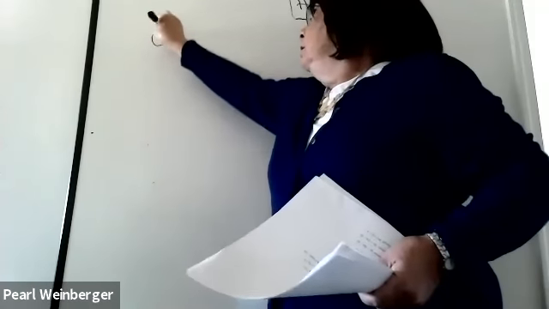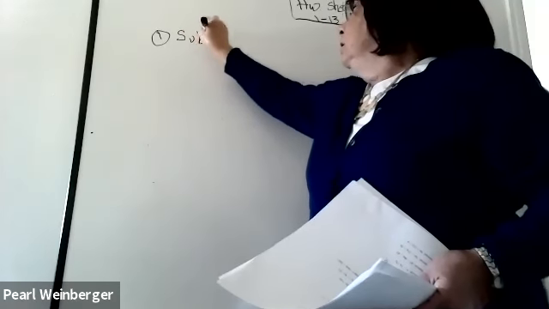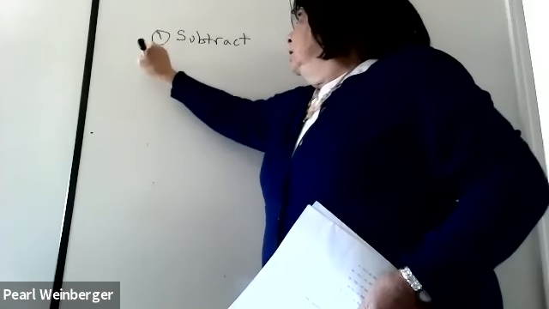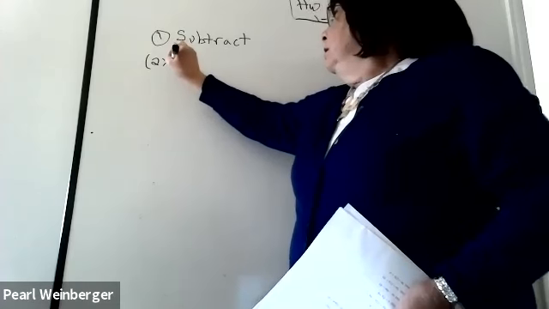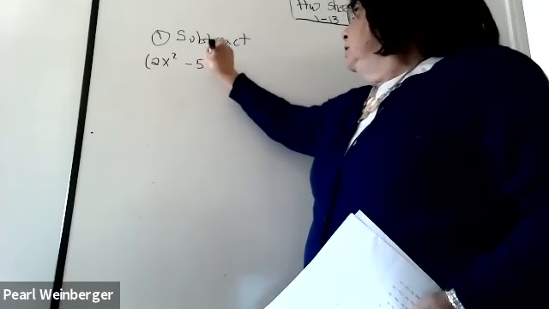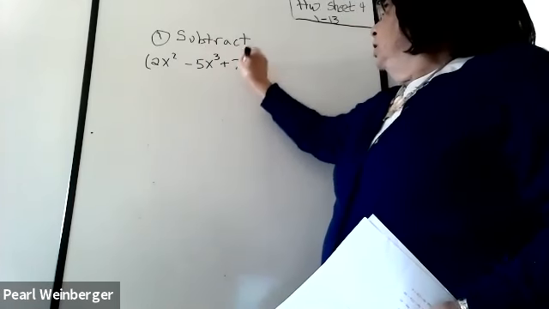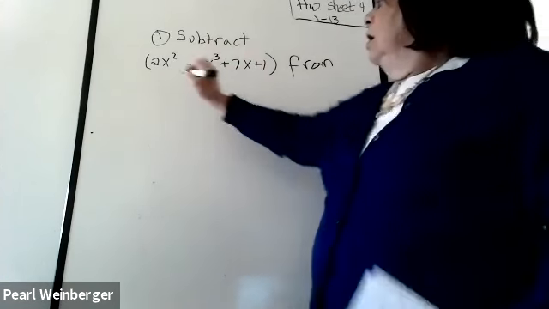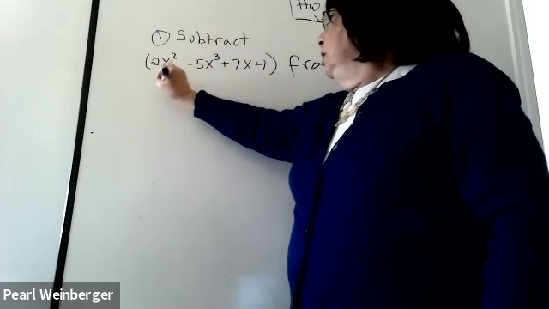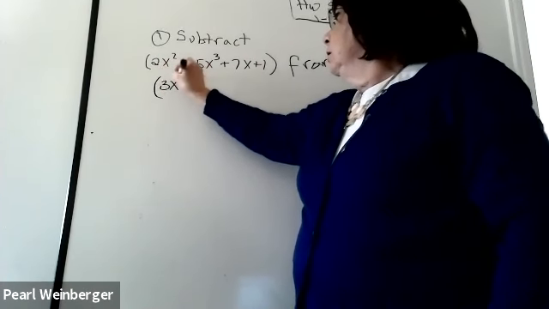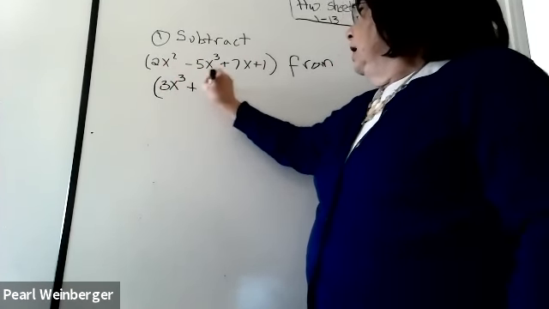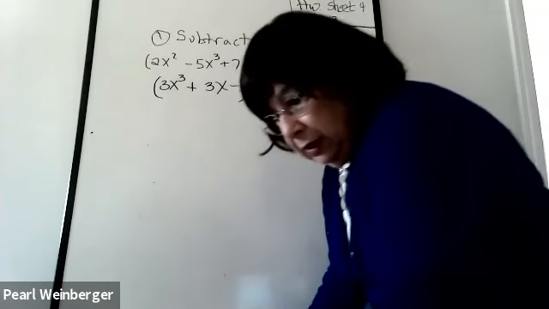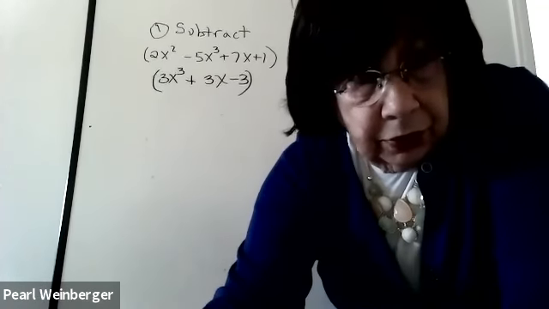Question number 1. Subtract 2x squared minus 5x third plus 7x plus 1 from 3x to the third plus 3x minus 3. Okay, let's see if you can do that problem. While I take attendance, I'm going to put the recording on pause.